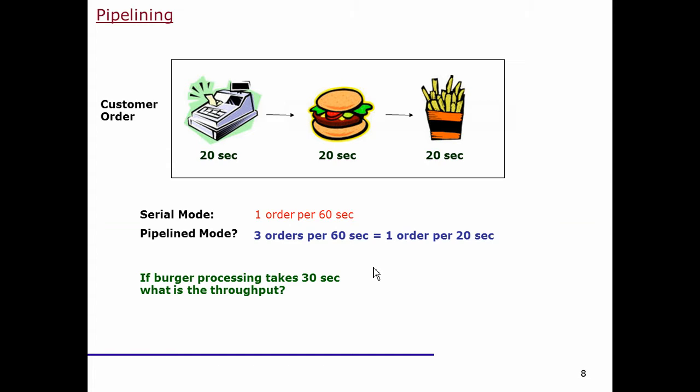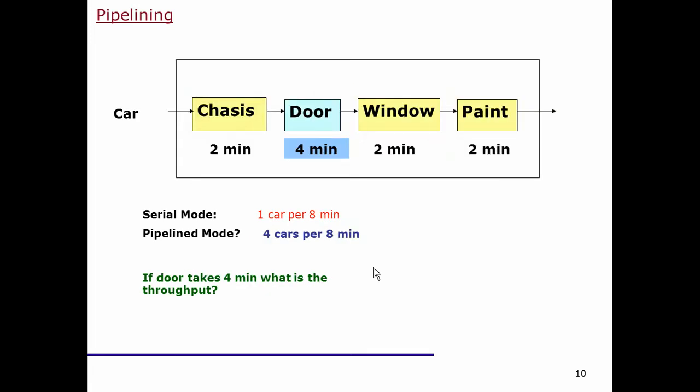Well, it should be quite clear that if the burger processing takes 30 seconds, that is a bottleneck. And you cannot do a burger faster than 1 every 30 seconds. So that would limit your order throughput to 1 order every 30 seconds. And you can now go back to the pipeline example of a car. And if the door takes 4 minutes, there's no way that you can get a throughput faster than the slowest stage. That happens to be the door.